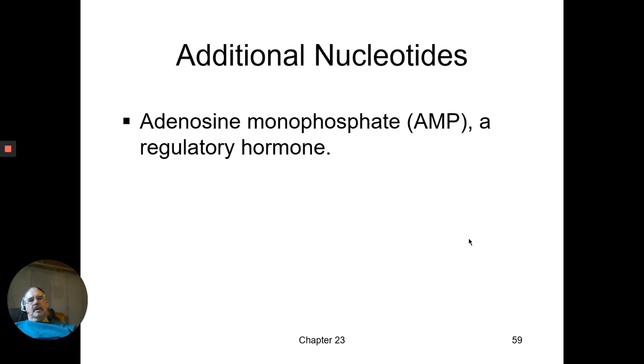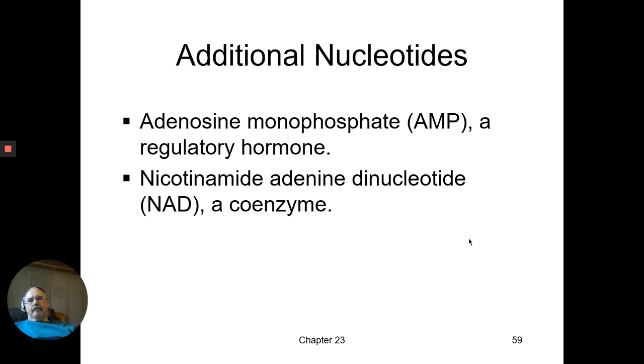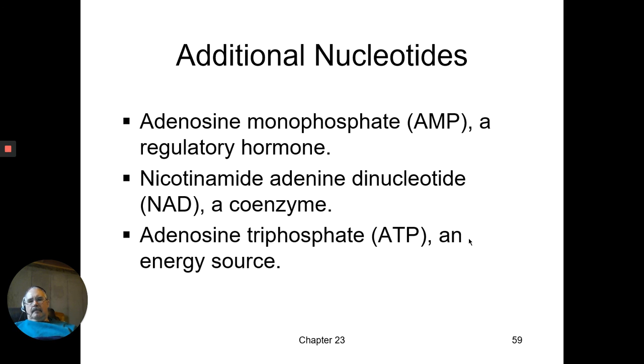Okay, some other nucleotides include adenosine monophosphate, or AMP, which is a regulatory hormone, nicotinamide adenine dinucleotide, or NAD, that's a coenzyme, and adenosine triphosphate, an energy source.